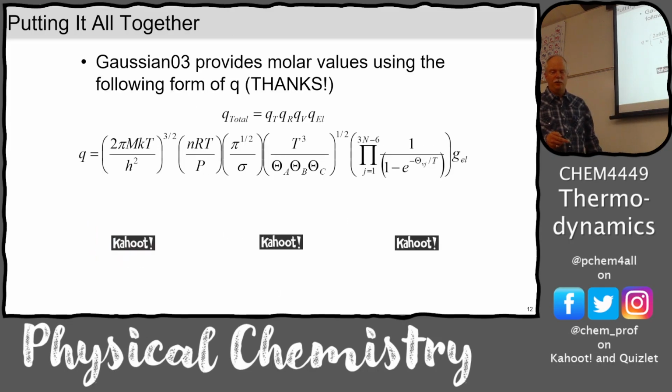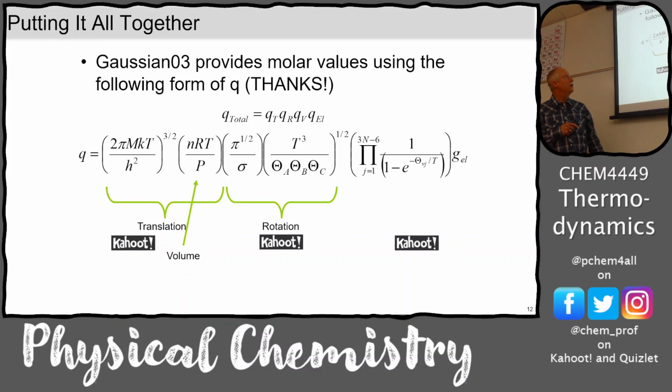So this is a bit of review here. Here we have our translational piece. And there's our volume. Remember, it was V over lambda, right? And we changed that V with the ideal gas law. This is the rotational piece. We have our rotational temperatures, all 3 of them for the 3 rotational axes. This would change if it was a linear molecule. We would only have 2 of those, and it would be temperature squared in the numerator.